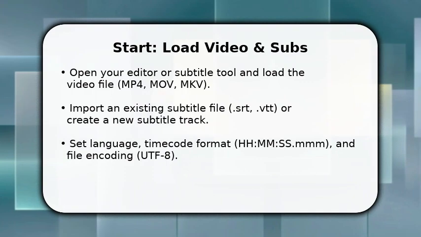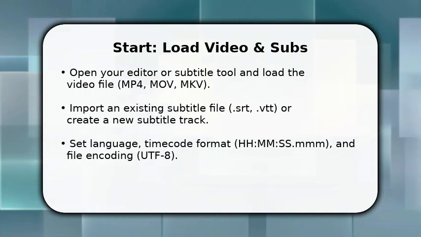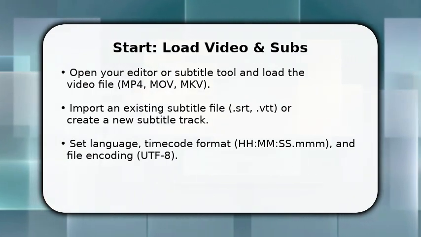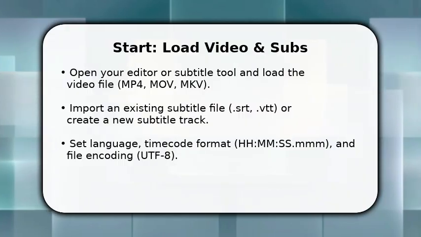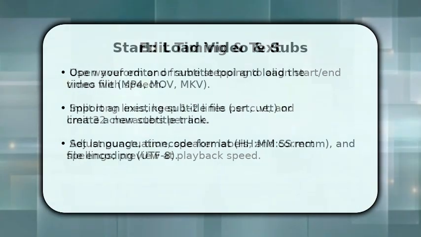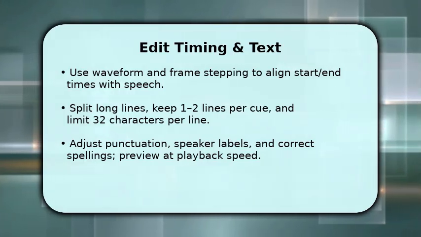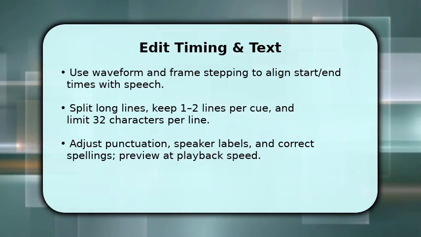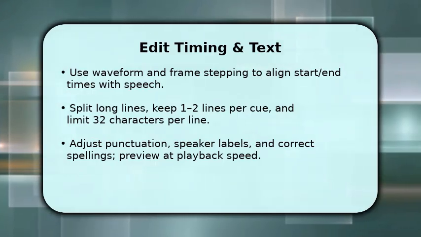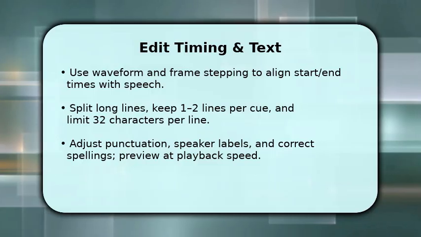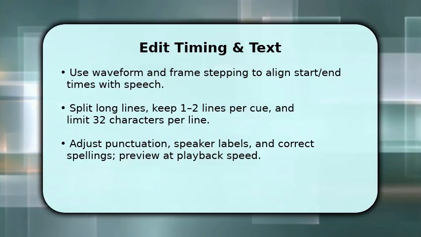Then place the subtitle track on the timeline directly beneath the video and play a short segment to confirm alignment before continuing. Now focus on precise syncing and readable text. Use the audio waveform and frame-by-frame stepping to nudge cue start and end frames so words appear with speech. Aim for 1 to 6 seconds per cue depending on length.